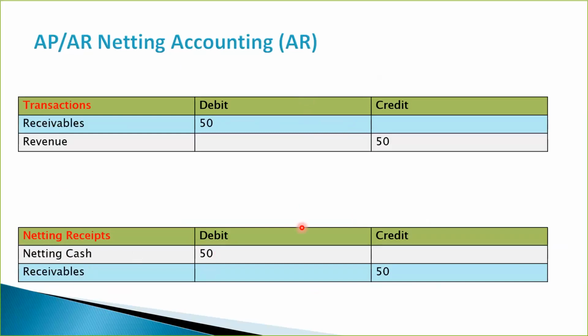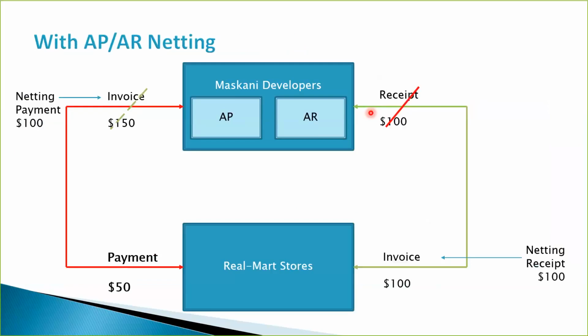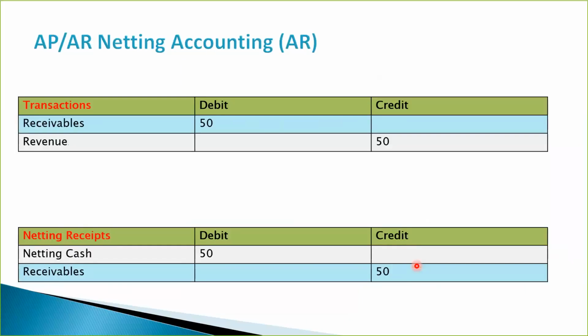What about for AR? We know when we create a transaction in AR, it means we have sold something to the customer. So we debit our receivables and we credit revenue. Okay. When we run AP and AR netting, in this scenario, a receipt is created, a netting receipt to be applied to this invoice or transaction. What does that accounting look like?